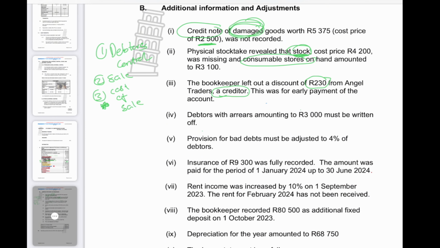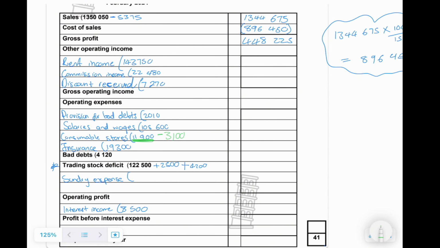So now, discount that we receive is an income, which means you have to go to your incomes in the income statement. So in your incomes, we already identified discount received, which was 7,270, and the bookkeeper did not record the 230 that we have received of discount. So you just go and say we received discount of 230. So you add it to the discount received.